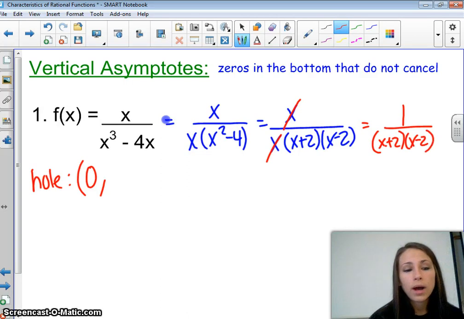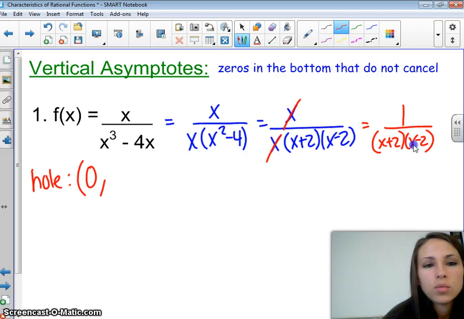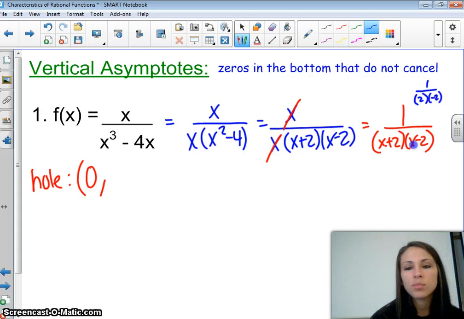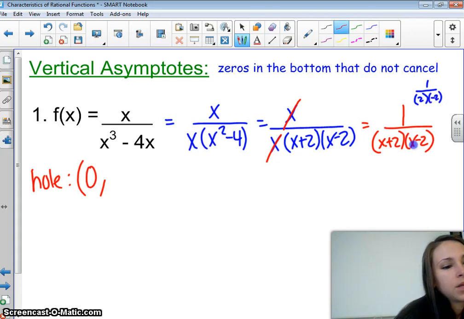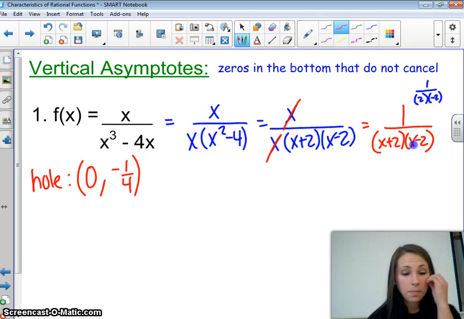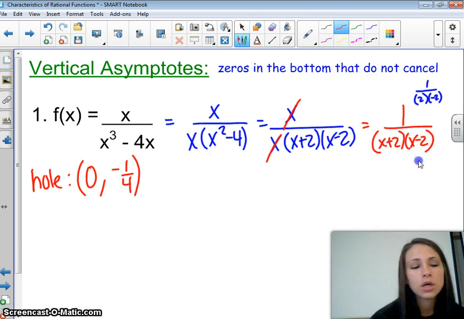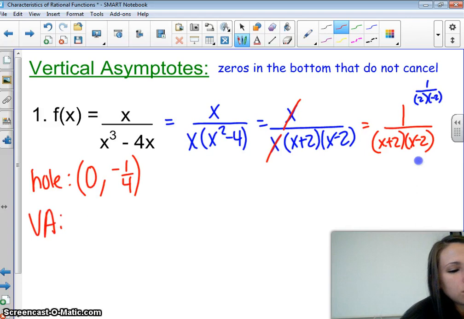Alright, so the y-coordinate of the hole, I would just plug in 0 for these x's. So that's going to leave me with 1 over 0 plus 2 is 2. 0 minus 2 is negative 2. So that would be negative 1/4 if I simplified. So negative 1/4 for the y-coordinate. Now the vertical asymptotes are going to be zeros in the bottom that do not cancel out. So these are the two factors that did not cancel out, and so these are going to give me vertical asymptotes. So I'm going to have a vertical asymptote at x equals 2 and negative 2.